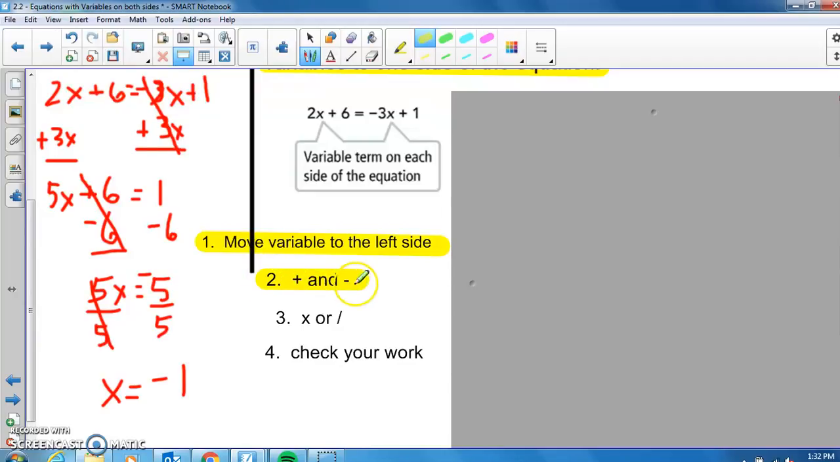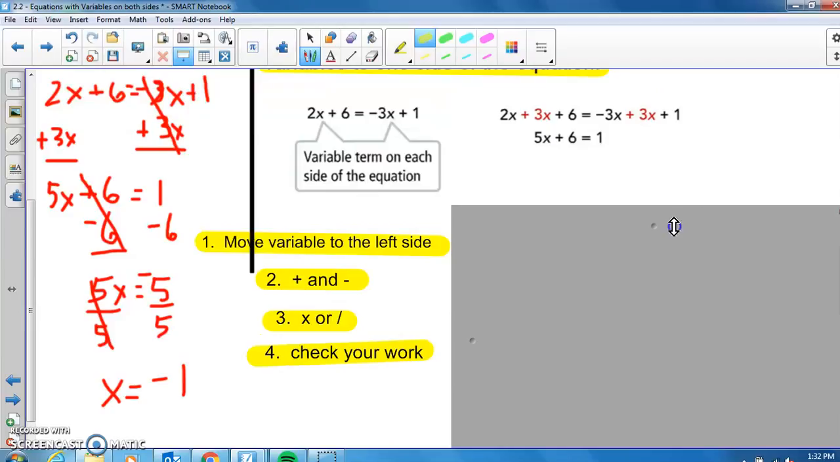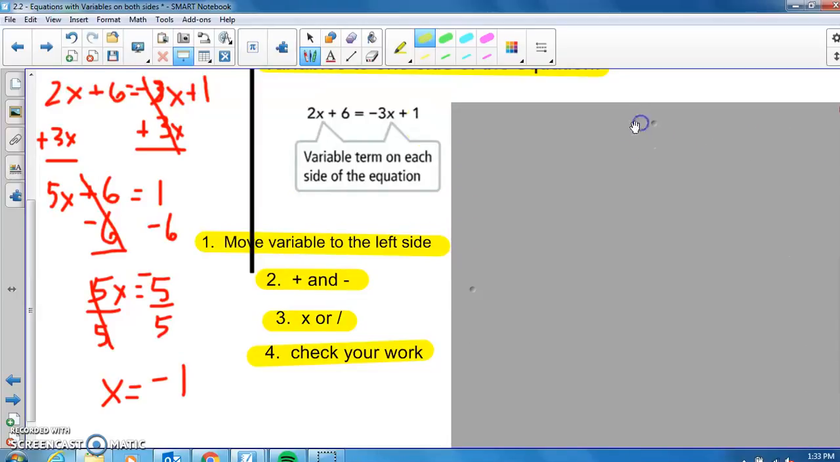Second step goes back to what we did before Christmas. Look for addition or subtraction, then multiplication or division, and then finally check your work. And if I show you this over here, you see what I did here is I added 3x, which gave us 5x plus 6 equals 1, which is the same thing I got over here when I worked it out. So let's just ignore this right-hand side for right now, and let's move on to the next page.